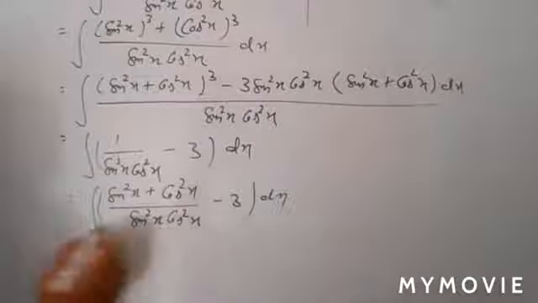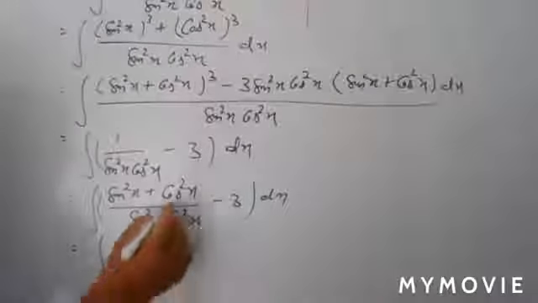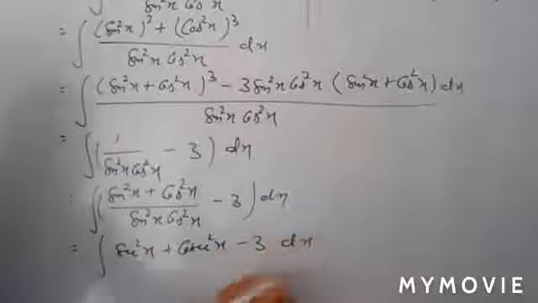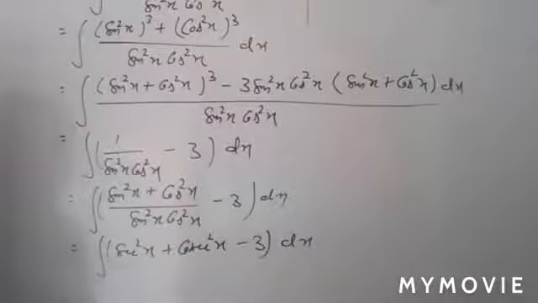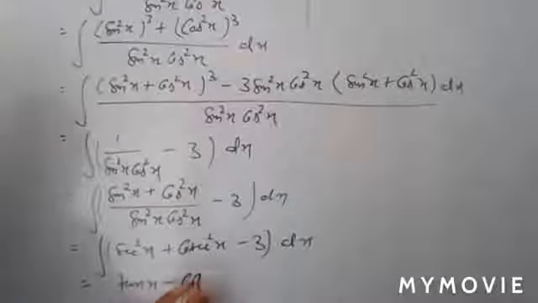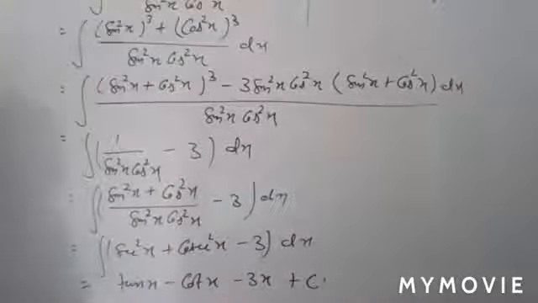Understand? And again, you distribute these two terms here. So this can be written as sec square x, and here you have plus cosec square x minus 3 into dx. Now integrate it. The integration of sec square x is equal to tan x, so write here tan x. Integration of cosec square x is equal to minus cot x. And here you have minus 3x plus c. So that is your result. That was asked in 2014. Understand?